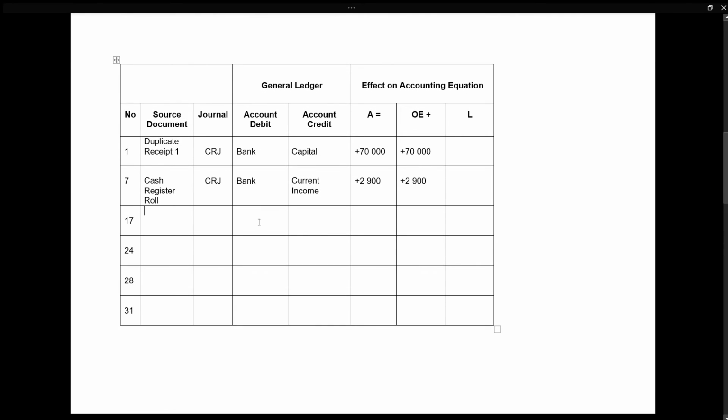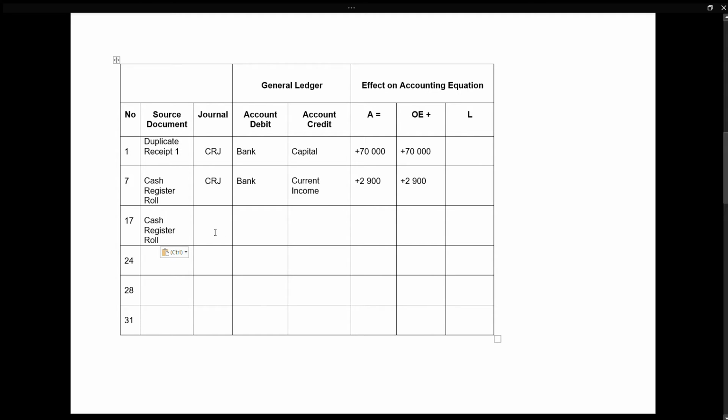Right, so on the 17th, my source document will be a cash register roll again, so I'm just going to copy and paste since it's the same. Right, my journal that I'm going to use will be a cash receipts journal, and my account being debited will be my bank account again. Bank is classified as an asset. Assets increase in the debit side. Let's go and show the influence on my assets.